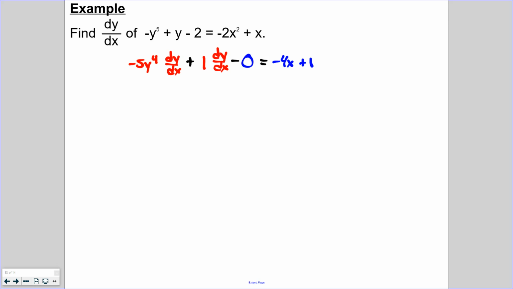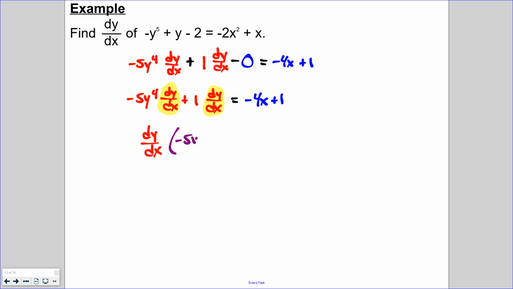Alright, so I'm going to simplify this down a little bit to give us negative 5y to the fourth dy over dx plus 1 dy over dx. And that's going to be equal to negative 4x plus 1. And just like the previous problem, both of the terms on the left-hand side have a dy over dx, which means they have a common factor, which means we can factor that out, giving us dy over dx times the quantity negative 5y to the fourth plus 1, and that's going to equal negative 4x plus 1.